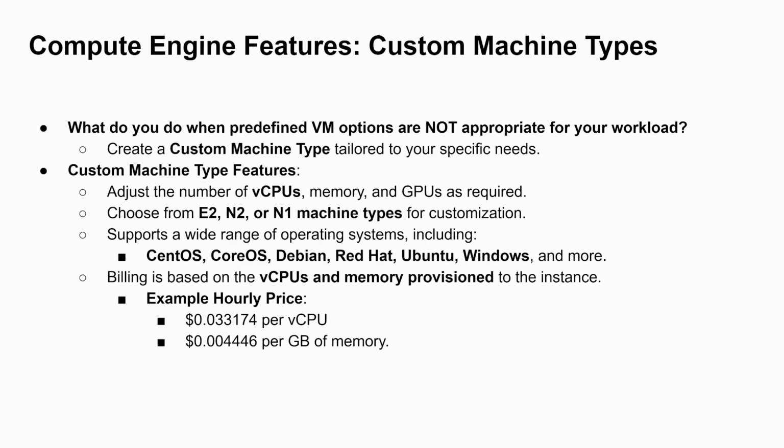But what if that option is not suitable for your workloads? You need to create your custom machine type for some specific needs. So we have an option to create custom machine types. When I say custom machine type, here you can adjust the number of CPUs, memory, and the GPU. You can even choose E2, N2, and N1 machine types for the customization.